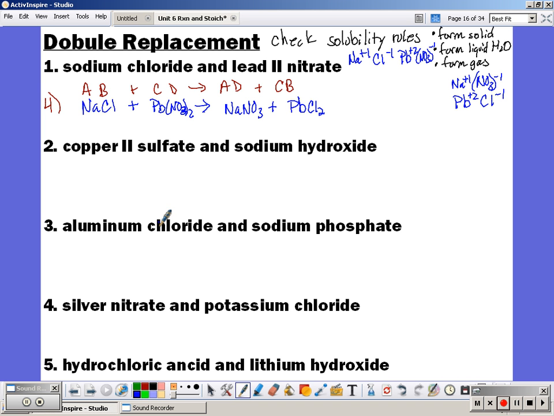Then we're going to check our solubility rules to make sure that this works. The word soluble means that it's aqueous. It will dissolve in water. So soluble, we would put aq. Insoluble, it doesn't dissolve in water, so it would remain a solid.